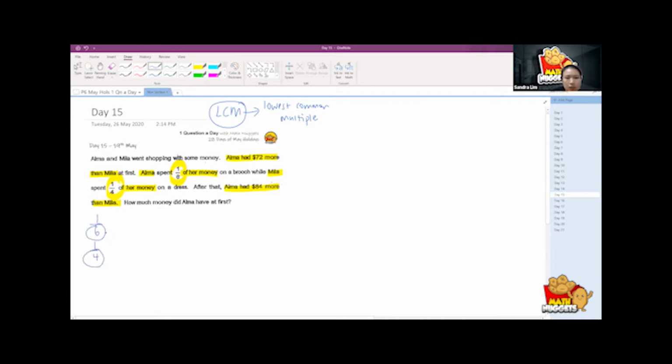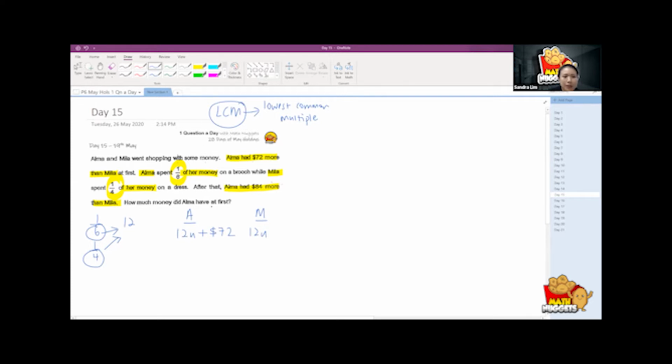I'm going to take the denominators, find out what's the lowest common multiple of 6 and 4. So 6 and 4 lowest common multiple is 12. Why do I do this? I want both of them to start off with 12 units. Okay, so at the beginning, Alma had $72 more. So I'm just going to plus 72 for Alma this way. Okay, so that's at the beginning.